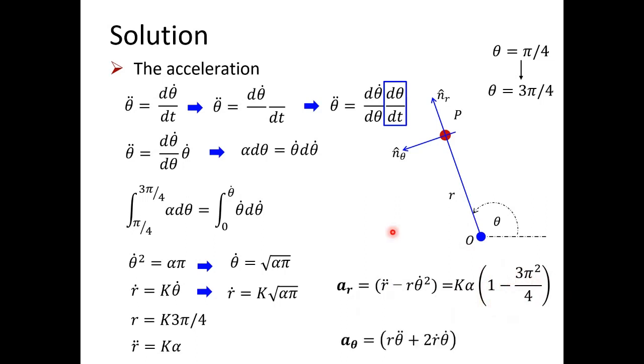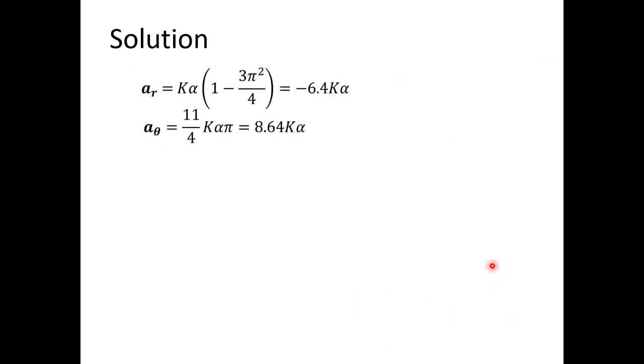And A_theta, on the other hand, we can again find, because all these things we know. So substitute the corresponding values. Then A_theta will become 11 over 4 k alpha pi. Now we can further simplify these parameters, substituting pi equals 3.14 and simplifying this. You will get A_r equals minus 6.4 k alpha, A_theta equals 8.64 k alpha.